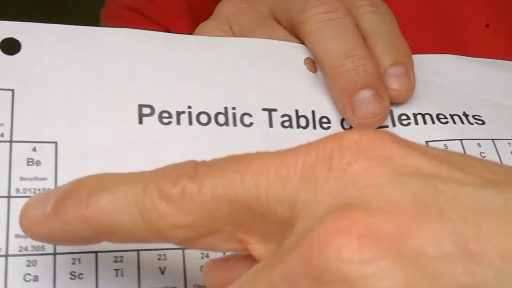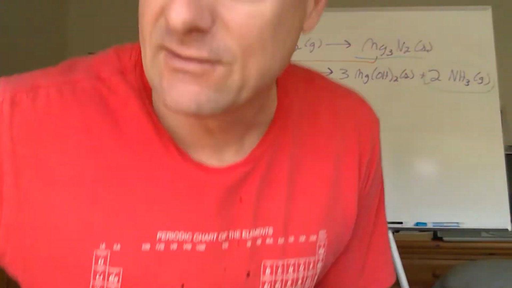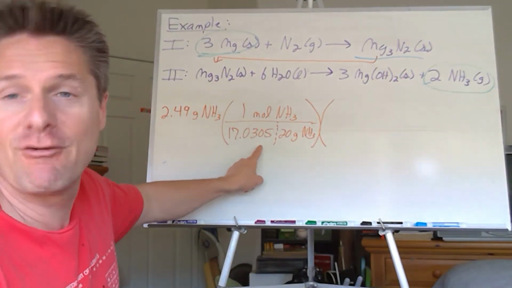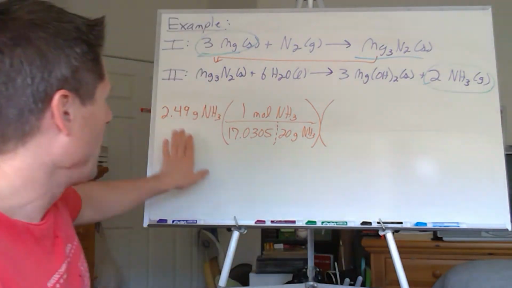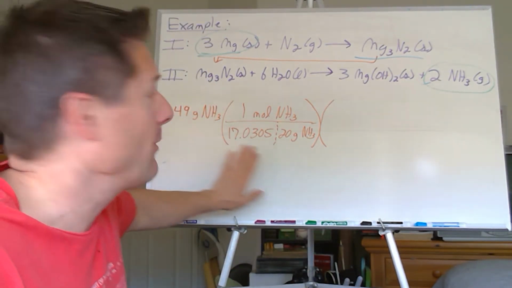14.0067. Looks like 4 decimal places and 4 decimal places. So they both have 4 decimal places. That's why I have 4 decimal places in my molar mass there. But we're limited by the sig figs in the mass anyway.